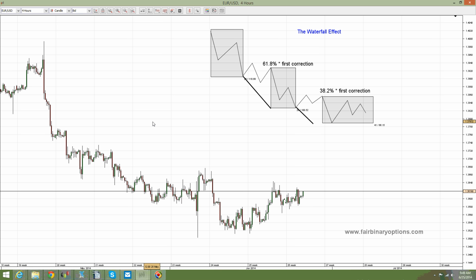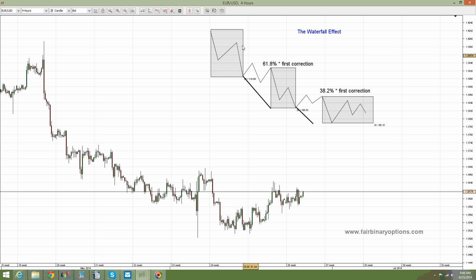In the first part, we laid down the grounds and the rules for this waterfall effect, what it implies. As a short review, it implies three corrective waves, or three corrections, that are connected with X waves. We are looking for 61.8 out of the first correction, projected at the end of the first correction, and you'll have an educated guess about where the second correction ends.